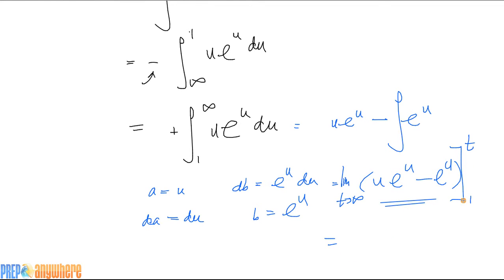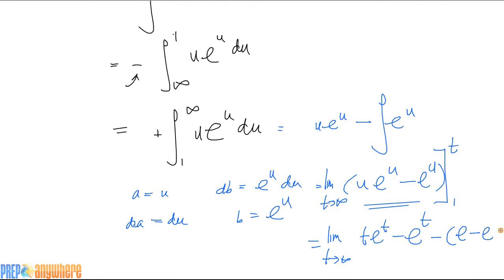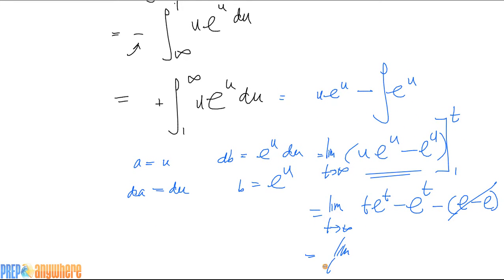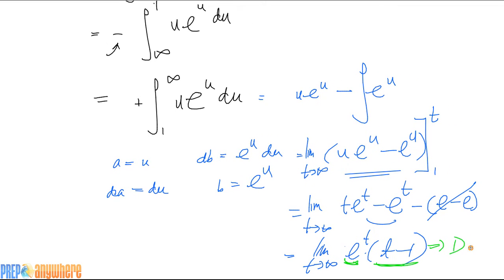First get this expression in terms of t, and we get t e to the power of t minus e to the power of t. Plug in 1, and you get e to the power of 1 minus e to the power of 1 again. So that's going to go away. So we just have the limit as t approaches infinity. We can actually factor out e to the power of t: e to the power of t times (t minus 1). And since both of these are approaching infinity as t approaches infinity, this is diverging.